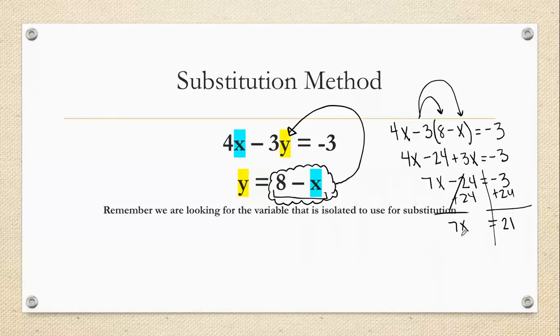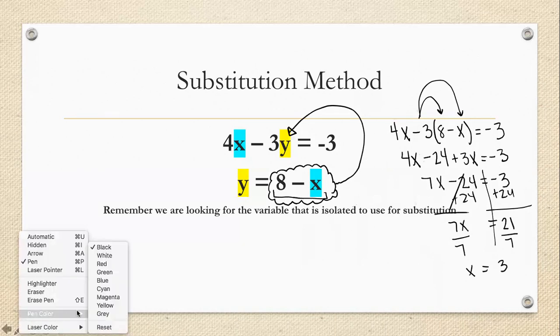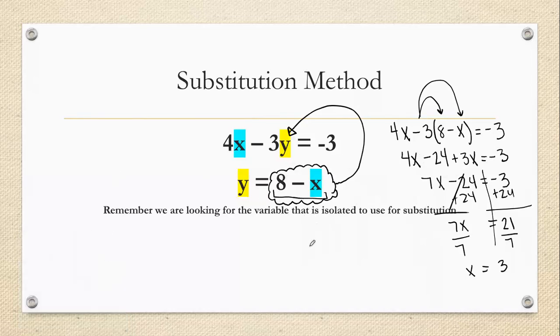Then you would divide 21 by 7 and 7x divided by 7, which means x equals 3. Yes. So x equals 3. Am I done? No, I've got to find my y value. Jaden, can you tell me how to find my y value? You could put it in the bottom equation, and it would be y equals 8 minus 3.